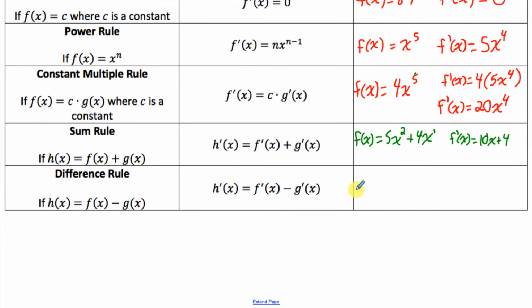Let me just make one up quickly. Let's say our function was 3x cubed, not plus, minus this time. 3x cubed minus 7. Why not? The derivative, we differentiate 3x cubed. That's 9x squared. And then we subtract the derivative. Oh, that's just a constant. The derivative of any constant is 0. So I wouldn't need to write minus 0. The derivative would just be 9x squared.